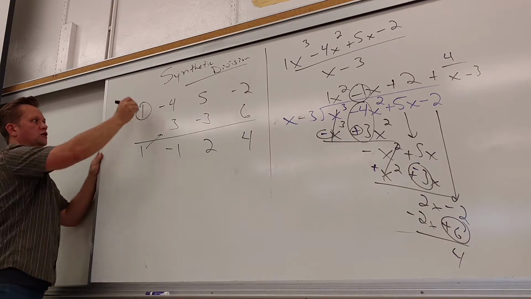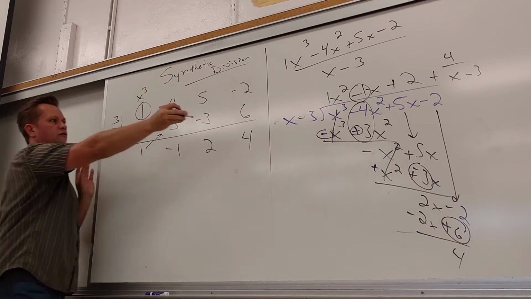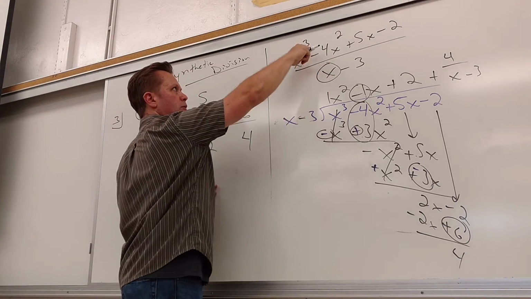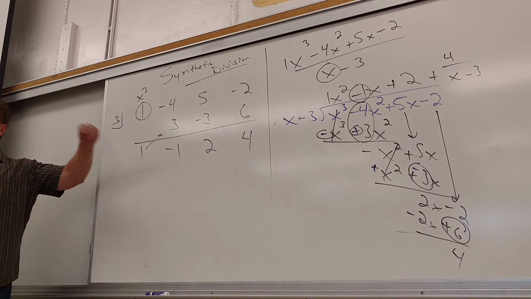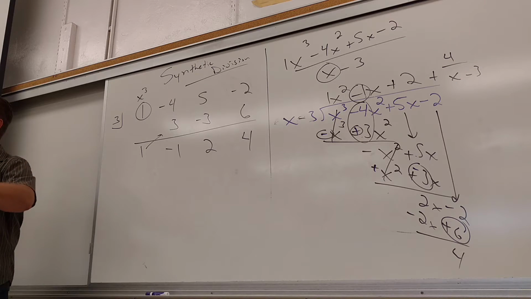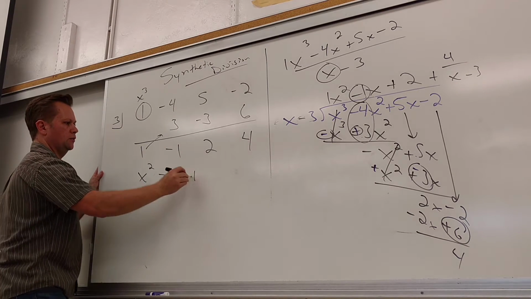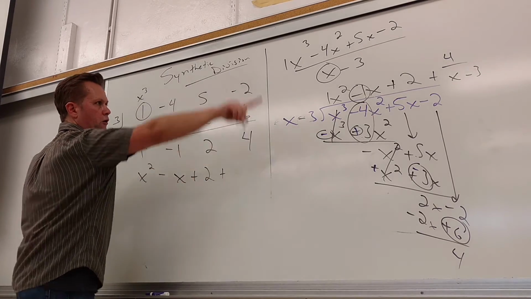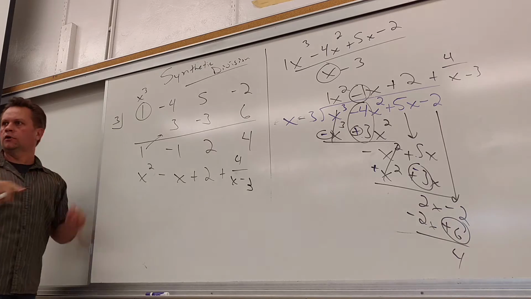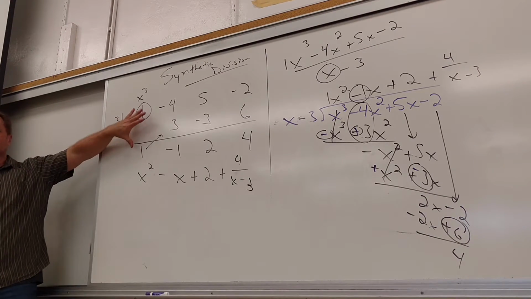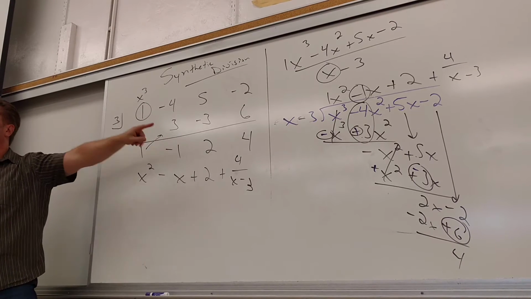Now, what was this the coefficient of? X to the third. I divided by x, so the power is going to go down to x squared. The answer will always be 1 degree less. So what's my answer going to be? 1x squared minus 1x plus 2 plus 4 over x minus 3. The same thing. Now, isn't that a lot better than that? And it captures the important parts of that.